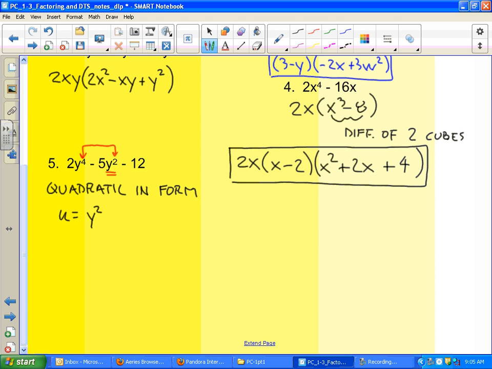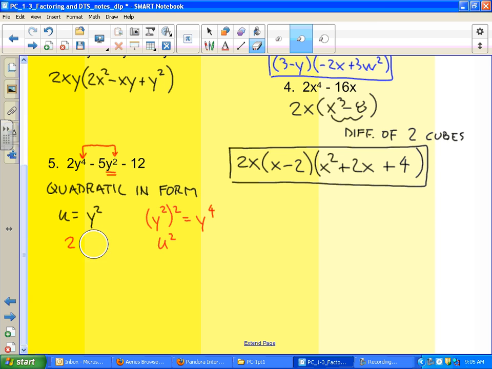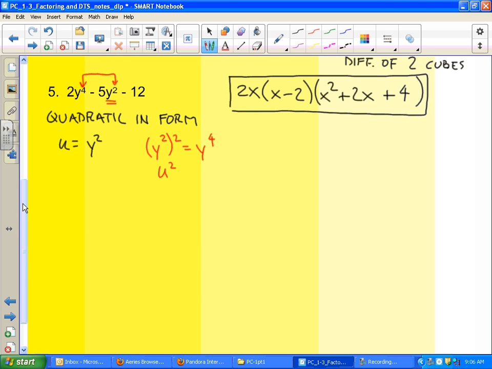that means this problem becomes 2u squared. Why did that happen? Let's look at this. A y squared squared is the same thing as a y to the fourth. And if we let u equal y squared, well then there we go. That's where my u squared comes from. All right, so let's keep going here. So we're going to let u equal y squared. That means I have 2u squared minus 5u minus 12. And we're going to go ahead and factor this thing.